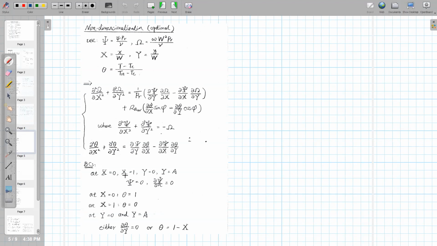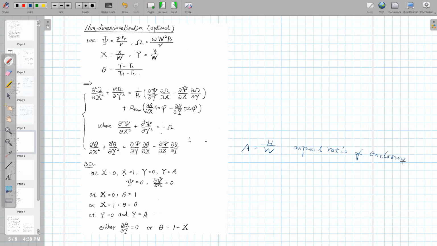The boundary condition is also changed to the dimensionless form. At x equal to 0 will be the hot wall, and at x equal to 1 will be the cold wall. y equal to 0 and y equal to a will be the two side walls, and this a, I didn't give the definition of a. a will be equal to H divided by W, and this is the aspect ratio of the enclosure.